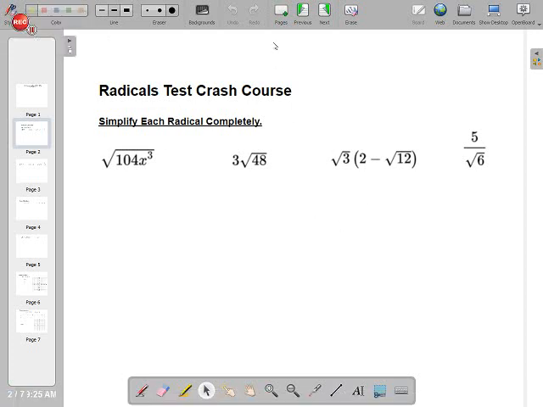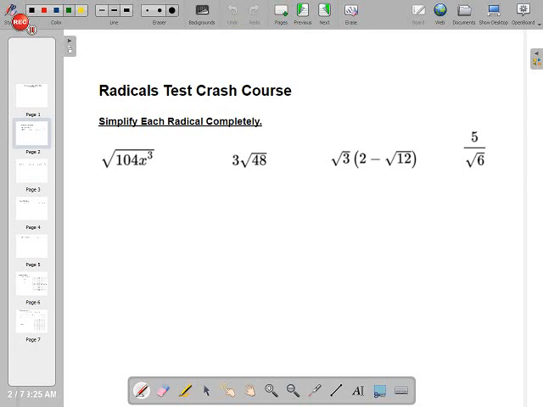Alrighty, ladies and gentlemen, we're going to do a little review of all the radicals that we need for our unit test here. So the first thing we're going to start off doing is simplifying some radicals. There are an awful lot of things that you can see when you simplify radicals, so I'm not going to be able to show you everything, but I'll show you most of the main ideas that should get you through most of the problems here.